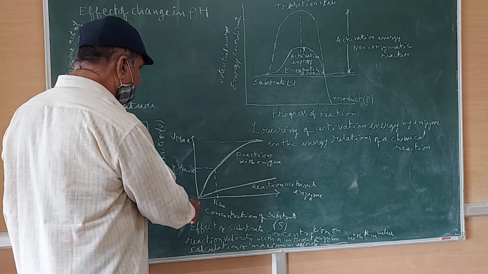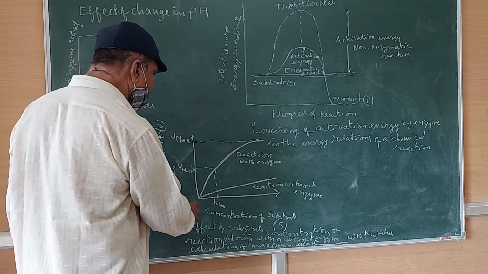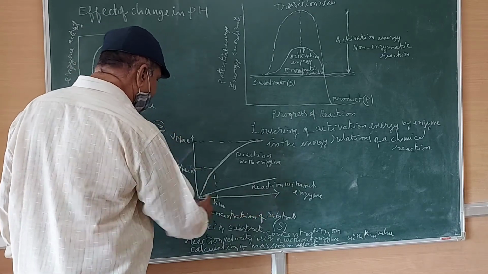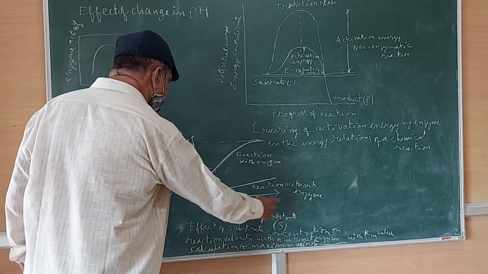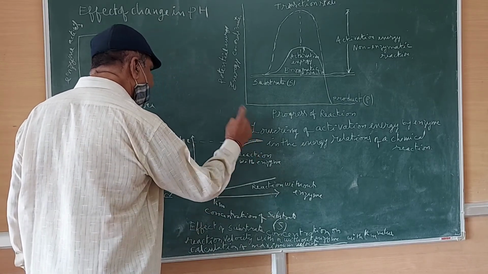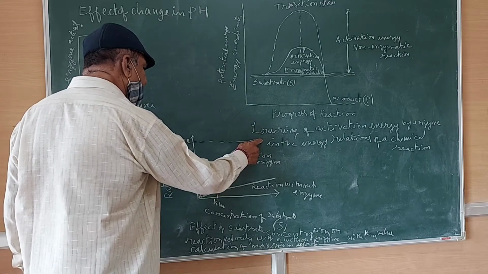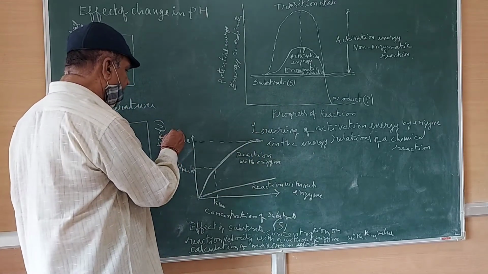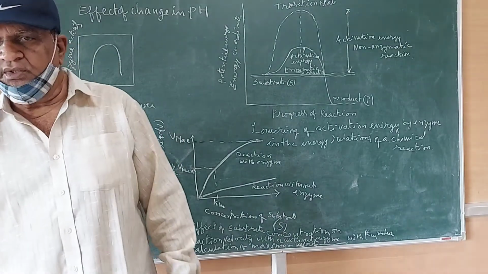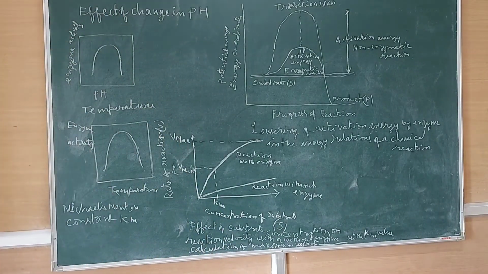So when substrate concentration increases, enzyme activity increases up to one stage. Beyond that it will not increase. That is called Vmax. Now look here.